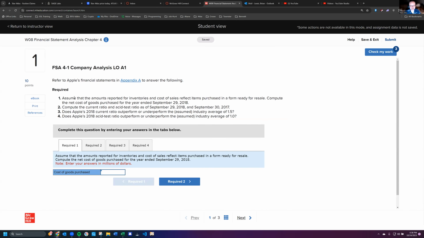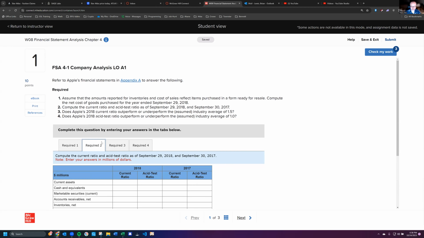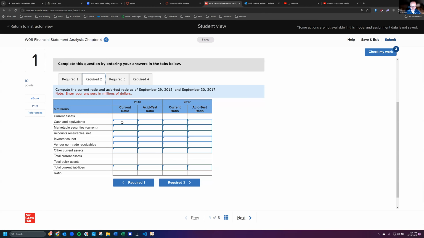So first, we've got 4 different requirements on this one. First one's pretty straightforward and easy, just compute the cost of goods purchased. And then the second one is a little bit more involved because it requires that you fill in some information and then calculate what the ratio is.